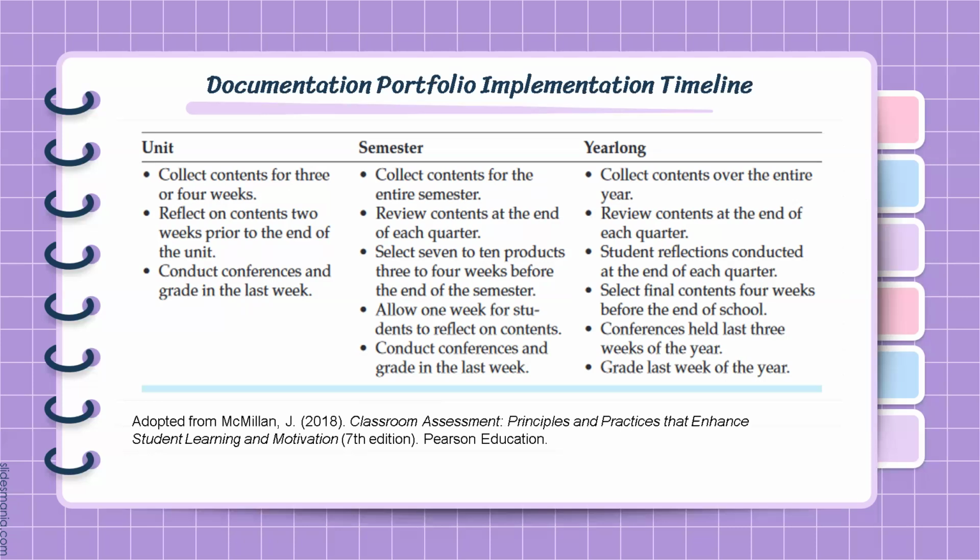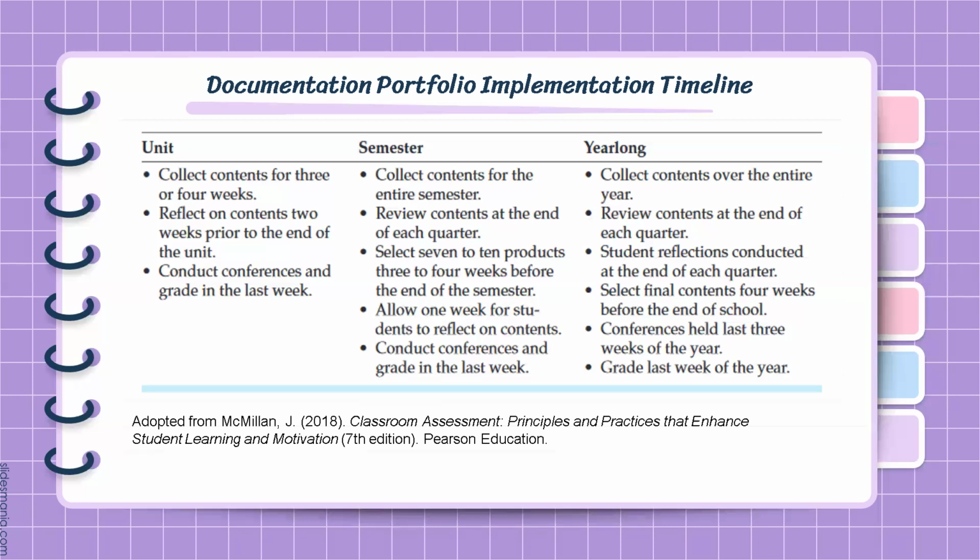For the semester, we can collect contents for the entire semester. We can have students review contents at the end of each quarter. We can select 7 to 10 products or contents 3 to 4 weeks before the end of the semester. And we allow 1 week for students to reflect on the contents. And at the end, on the last week of the semester, we conduct conferences. And this is when we grade the student work.